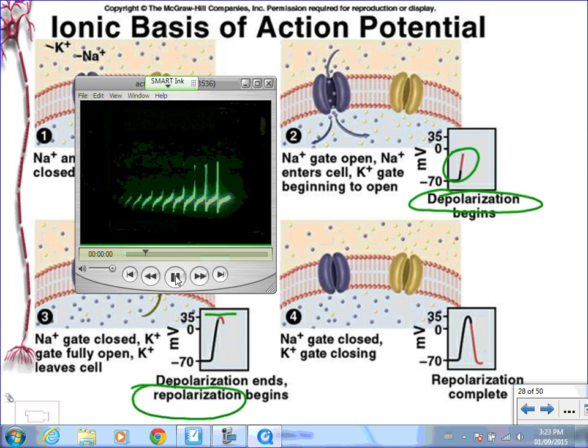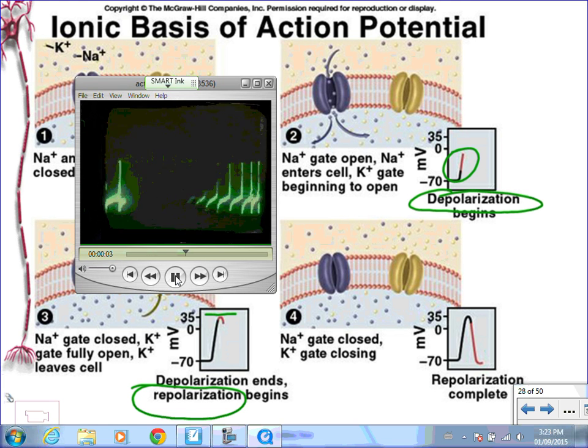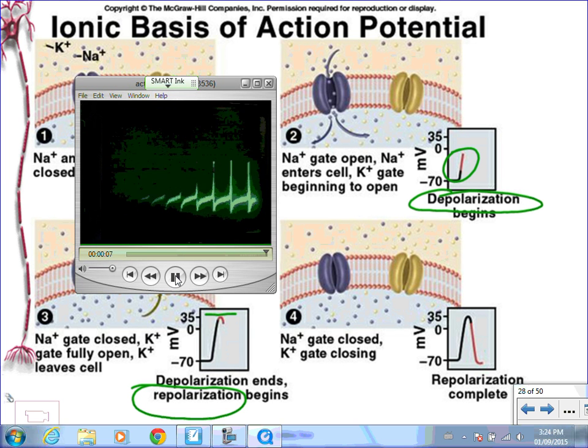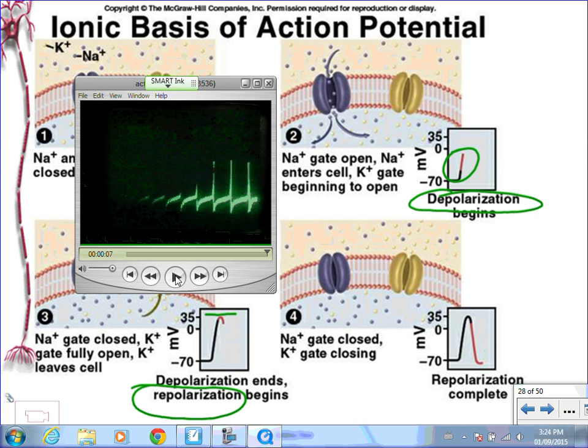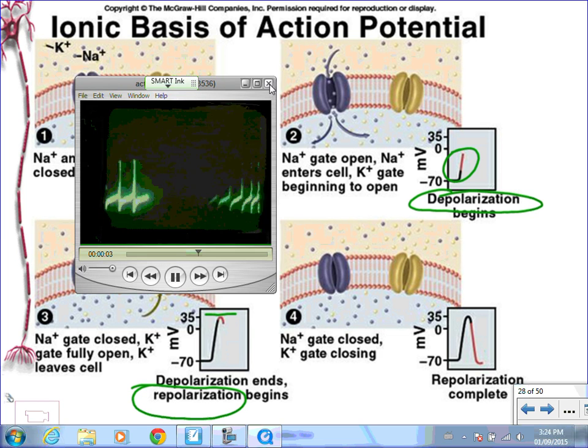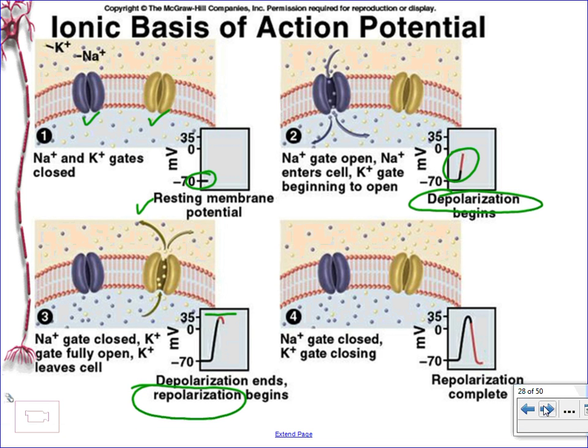Looks like this one is just showing a whole bunch of consecutive action potentials, one right after the other. And you can see here, in fact, that they are all the same size, same shape. And again, that's the idea behind the term all or none in reference to the action potential.